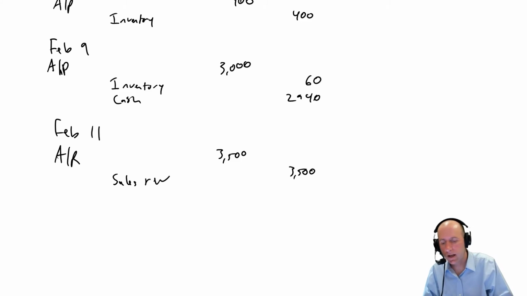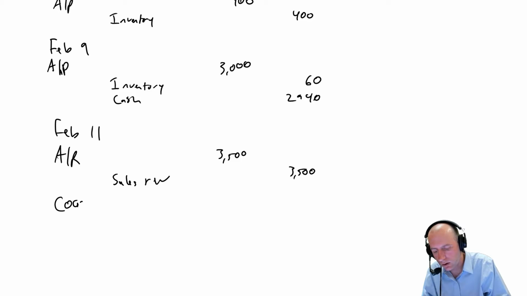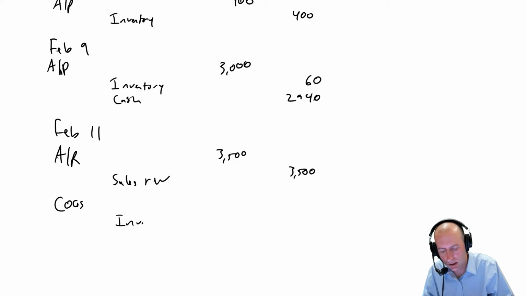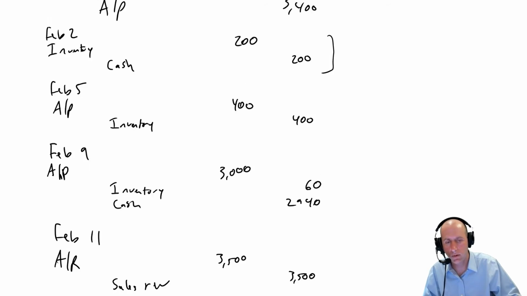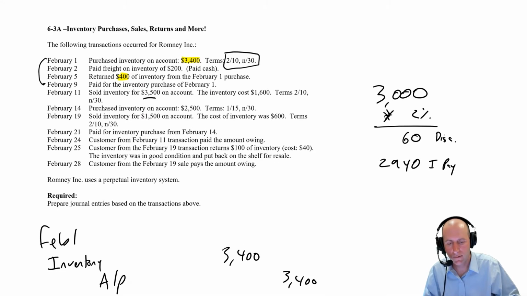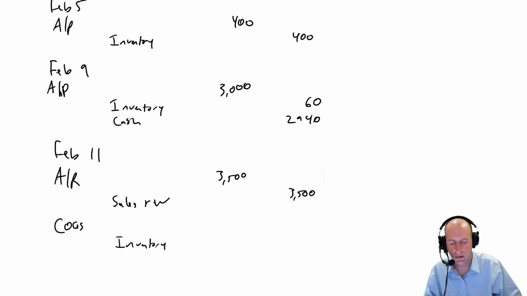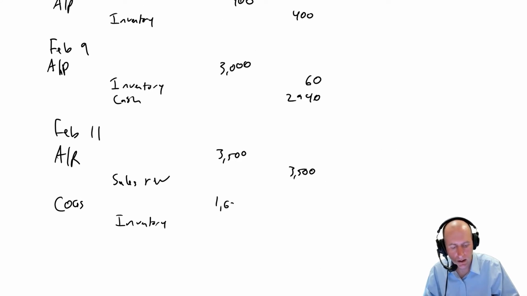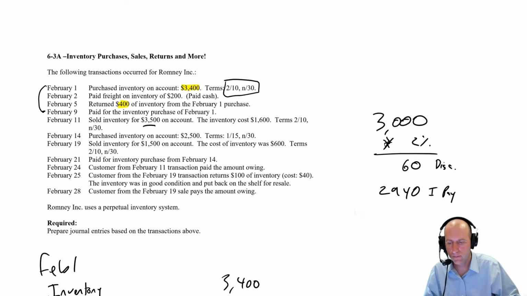Debit AR, credit sales, debit cost of goods sold, credit inventory for what we sold. So for the cost, that was $1,600. Now again, there are discount terms on this, so when I make this sale, I'm keeping in mind that I'm probably or possibly going to need to adjust this.